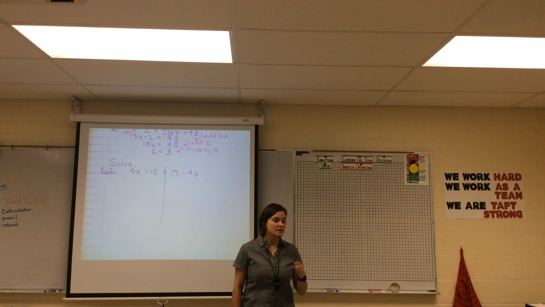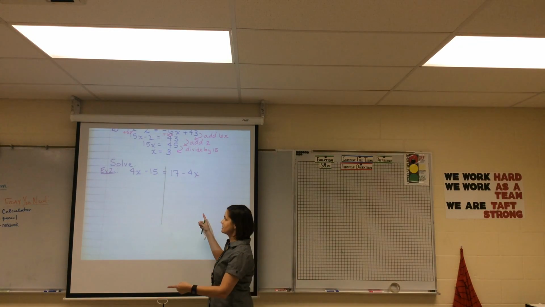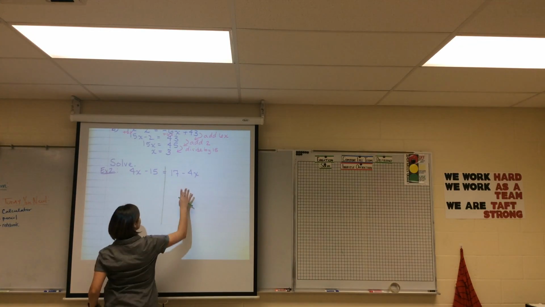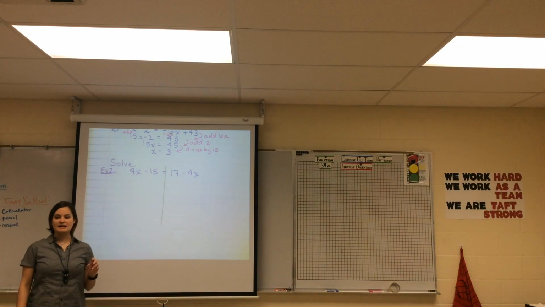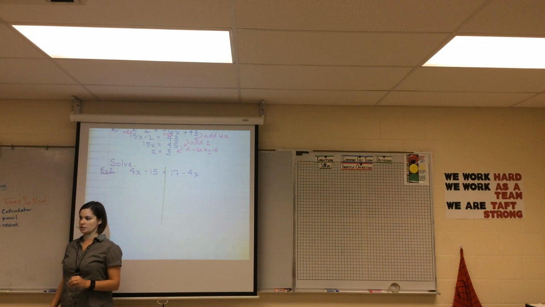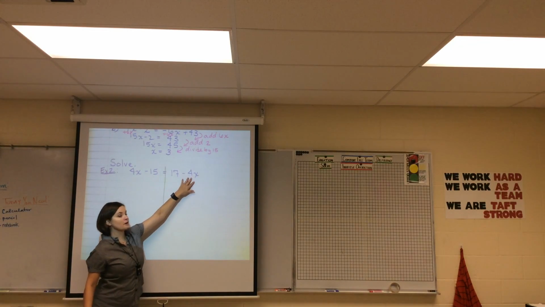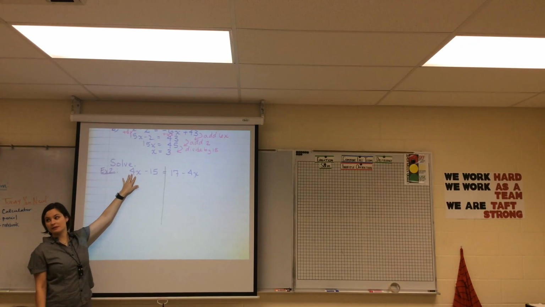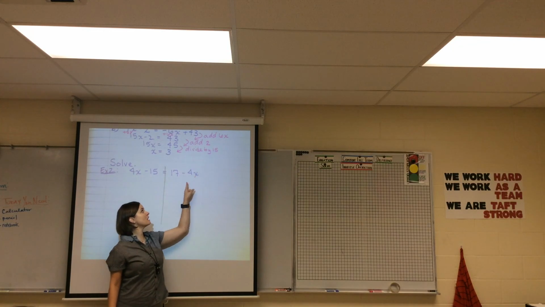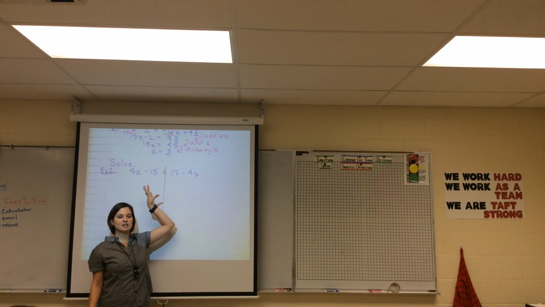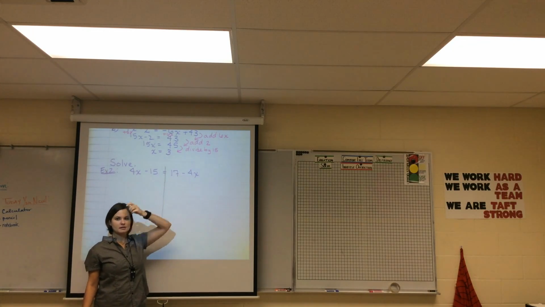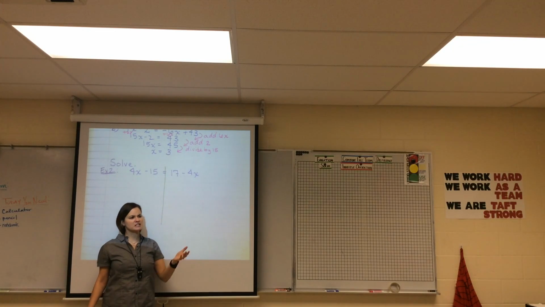You ready? So what I'm going to do is I always look at my equation. I see, okay, I've got an x on the left side, I've got an x on the right side. I ask myself, which one is smaller? Negative 4, perfect, on the right side is smaller than positive 4, right? So what I do is I find that smaller one and I decide I'm going to move the smaller one first. Why would I want to move the smaller x first?